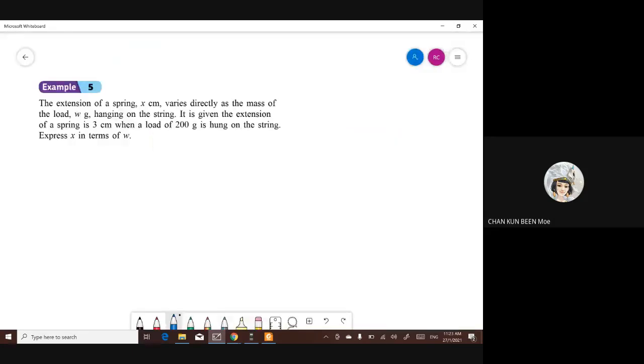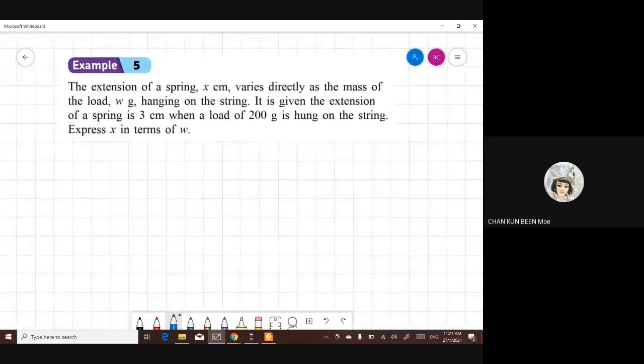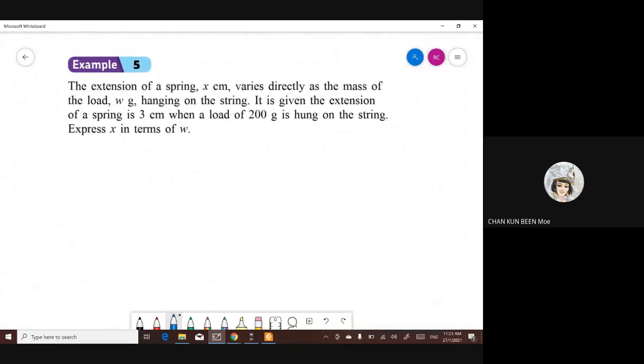Okay. I need to take off my mask. Okay, look at example 5 here. Am I clearer without the mask? Yes. Very good.